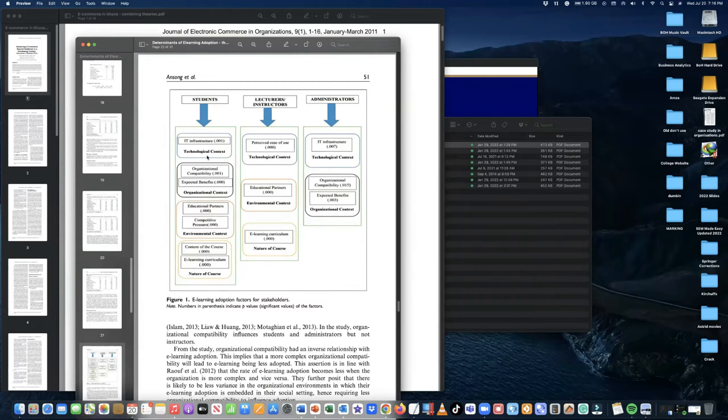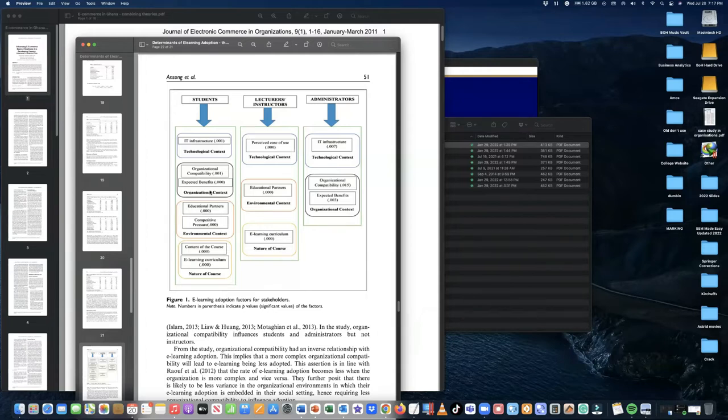For the students, in the technology context, infrastructure was the thing they looked at. Then organizational compatibility and certain benefits. The students had their own special benefits. Then they also look at the environmental context, the technology partners and competitive players. For students, almost all four contexts will affect them. But when it comes to lecturers, it's only the technology context and the environmental context. The organizational context particularly may not affect them, even though the organization creates the environment for them.